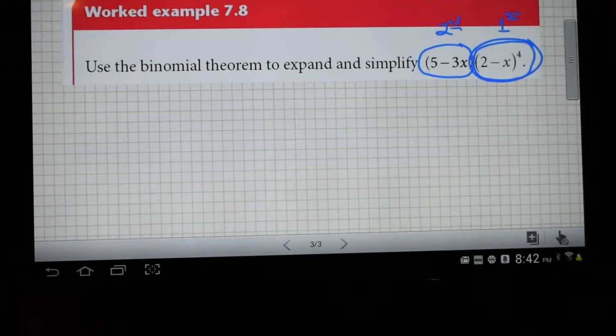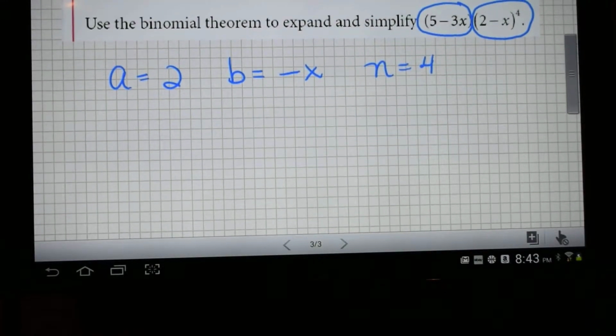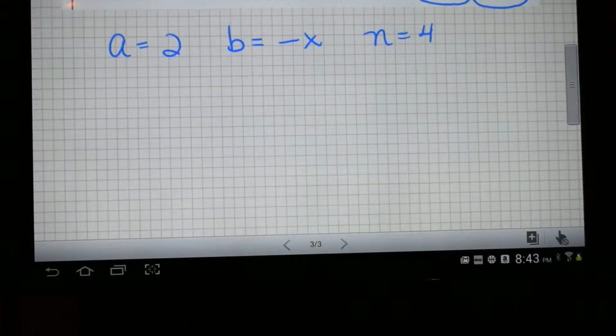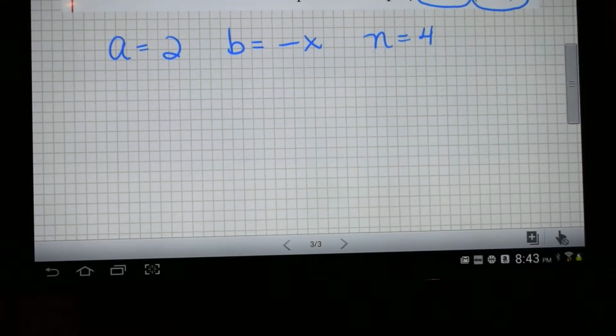It's pretty simple. Right now, that should be very simple. Your A is equal to 2. Your B term is negative x. Your N is 4. And the R is going to be different things. So let's go ahead and do that.